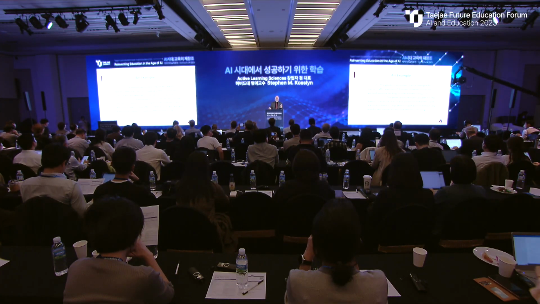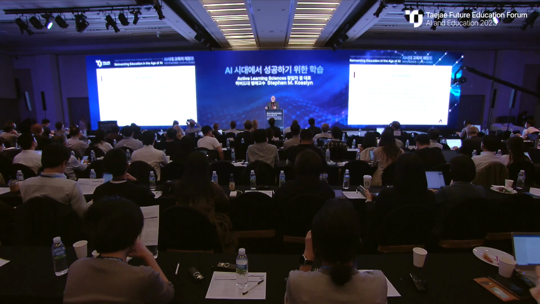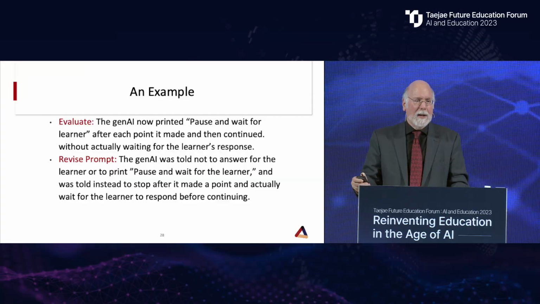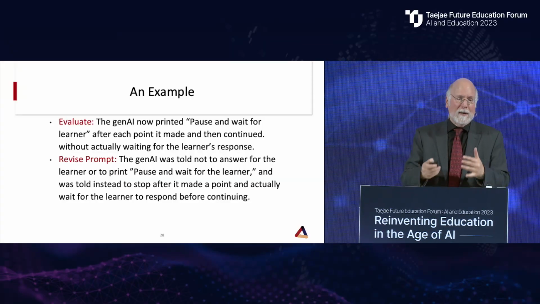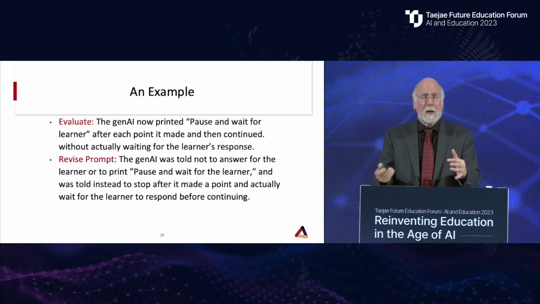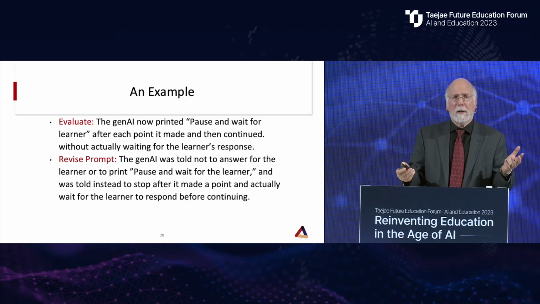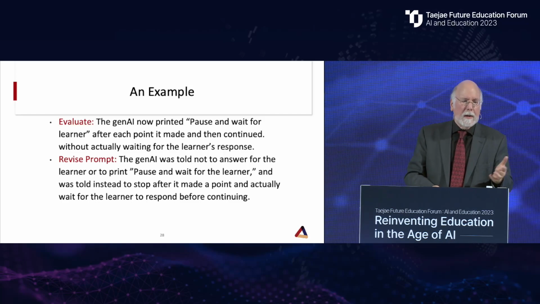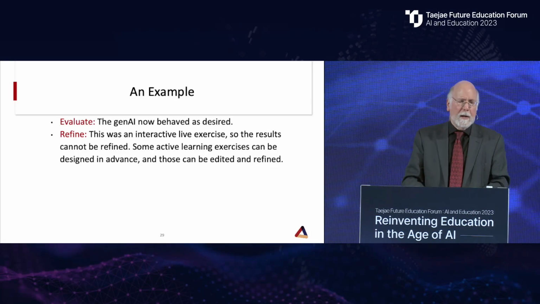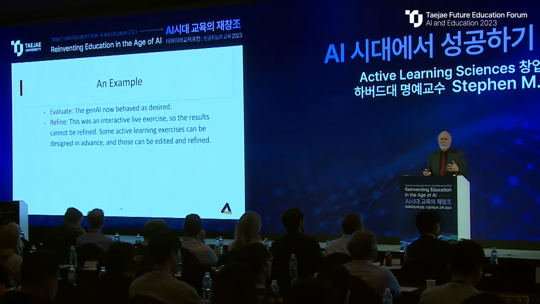The Gen AI now printed out "pause and wait for learner" after every point it made, without actually waiting for the learner. So then I revised it again, and I said, don't do this, don't do that. It turns out telling it what not to do is really important, it really shapes it up. And finally it did it. It behaved just like I wanted it to. We had a great debate. I'm not sure who won. It's probably a coin flip, but it was very responsive.